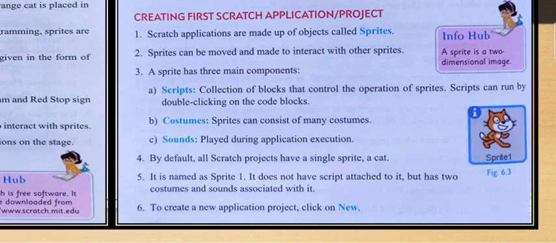Next is costumes. A sprite can consist of many costumes. Okay, next is sound played during application execution. By default all Scratch projects have a single sprite, a cat. Okay, it is named Sprite1. It does not have a script attached to it but has a costume and sound associated with it. To create a new application project, click on new. So these are the steps to be followed to create your first Scratch application and project.